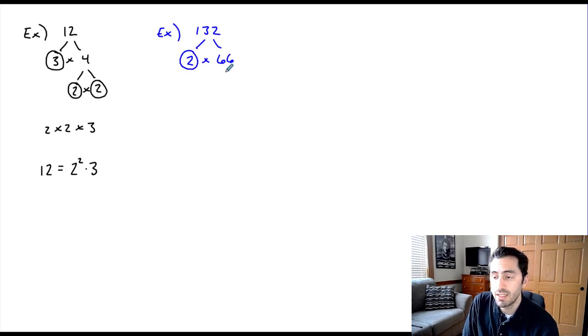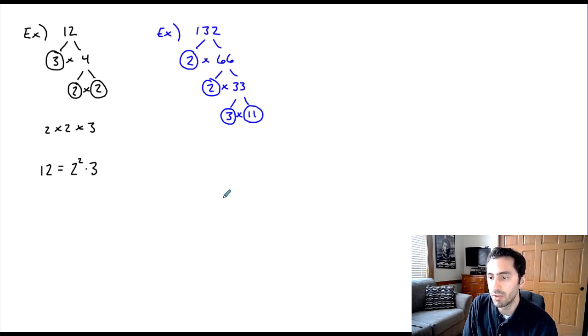If I look at 66, I need to keep going. Also even, so I should be able to divide that by 2. So 66 is the same as 2 times 33. So we'll break it down like that. And there's another prime number, 2. And 33, we can break that one down as well. 33 is the same as 3 times 11. And then 3 is a prime number, and 11 is a prime number.